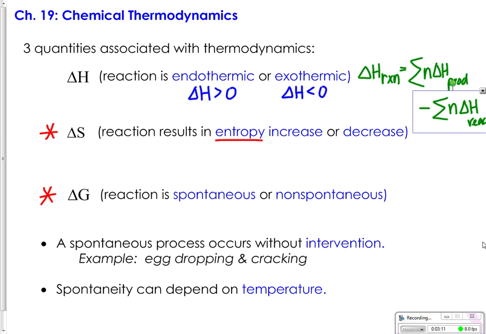The non-spontaneous process would be the reverse. The egg is not going to somehow reassemble itself and fly back into my hand. And chemical processes can be spontaneous or non-spontaneous. If you think of taking salt and adding it to water, it is spontaneous that the salt will dissolve, separate into ions, and become more randomly arranged. Therefore, we're increasing the disorder.